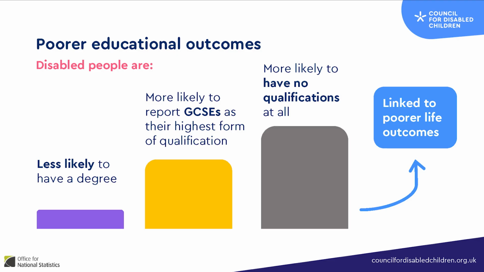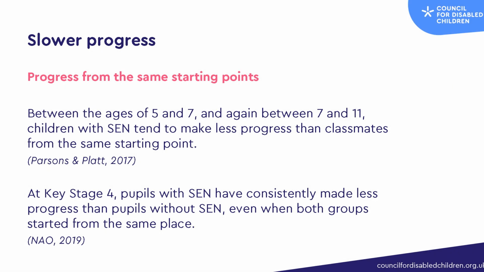Now, these differences in qualification levels illustrate how disadvantage experienced in school carries forward into adulthood, shaping access to further education, employment, and wider life opportunities. The evidence on this slide comes from school-level SEN data, not disability data from national surveys. Even when pupils with SEN start at the same academic level as their classmates, they still tend to make less progress as they move through school.